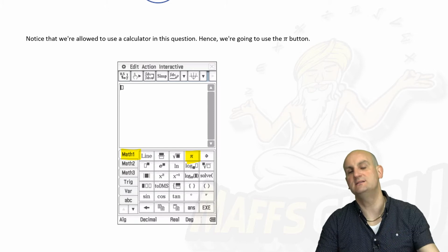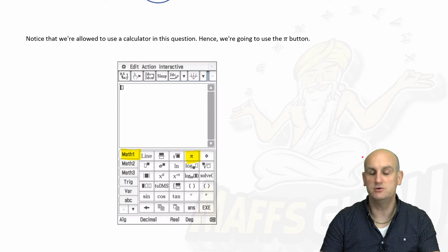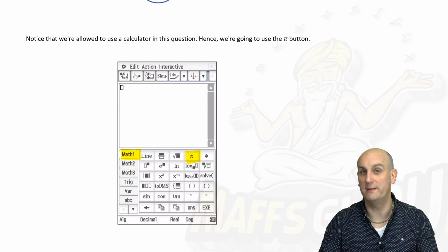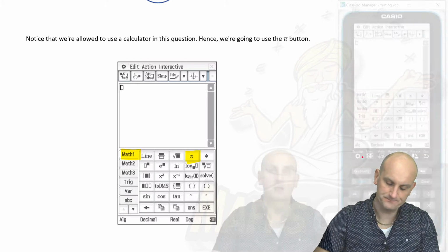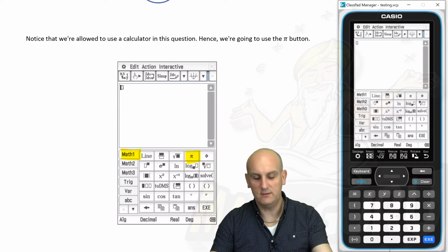That's if you're using the Casio ClassPad. Otherwise, I'm sure you'll find it's normally a button on more basic calculators, all on its very own somewhere towards the bottom of the calculator. So loading up my calculator, there we go. What am I going to do?